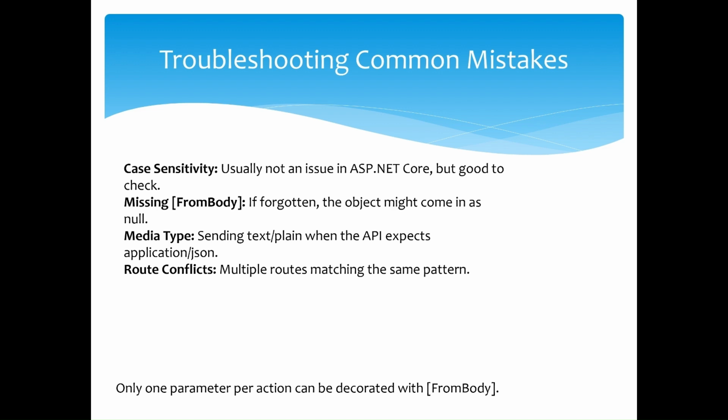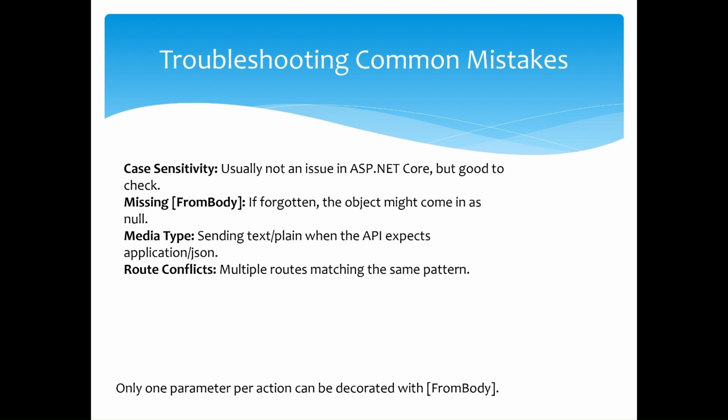Let's quickly look at some common mistakes. While ASP.NET Core is generally case insensitive during binding, it's always a great habit to double check that your URL names match your parameter names. Missing FromBody: if you forget this attribute on a complex object, the object will come as null. Make sure that you are defining FromBody. Ensure your client sends a content type header like application/json. If they send plain text, the API formatter will reject it.